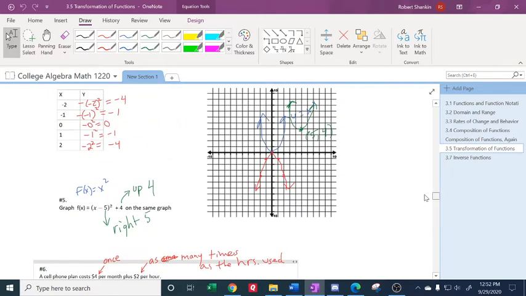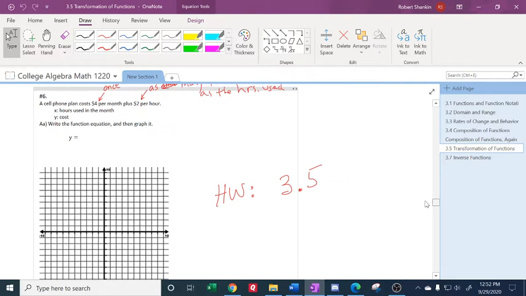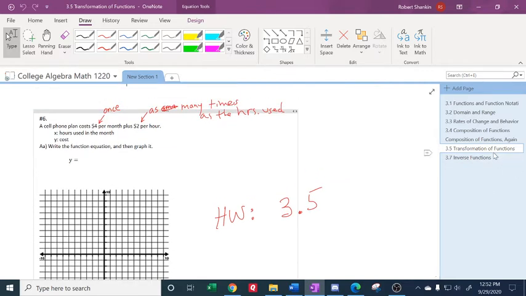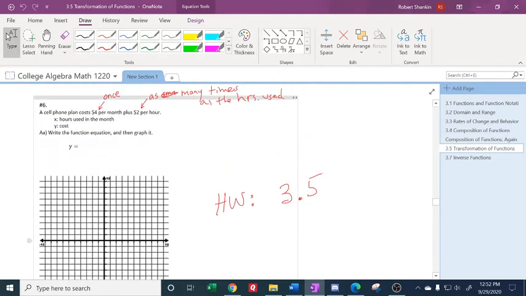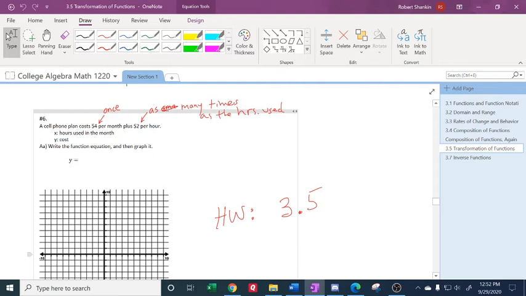Alright, so we're going to come back here to number 6. I went to 3.5 transformations of functions in OneNote. Number 6, I had changed this, and we want to work through this now. It says, a cell phone plan costs, and I changed the numbers, $4 per month plus $2 per hour. Write the function equation and then graph it. Let me give you a little bit of time to do this.